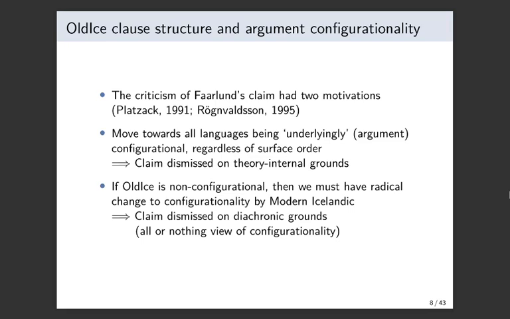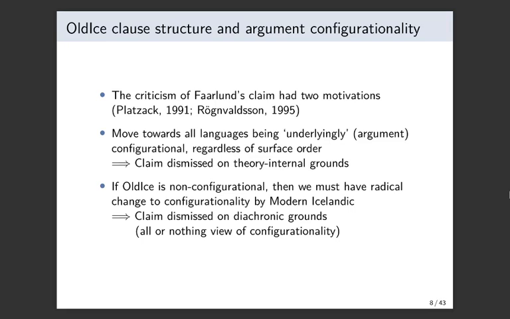So first off, the criticism was motivated by this general trend at the time in certain generative approaches towards the view that all languages are underlyingly argument configurational, regardless of what's going on in terms of surface word order. Right, so off the back of this, Forland's non-configurationality claim was essentially dismissed on theory internal grounds, on the basis that in this view, you just can't have a non-configurational language.